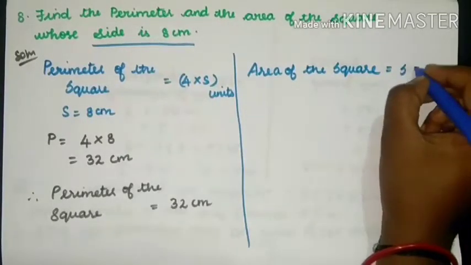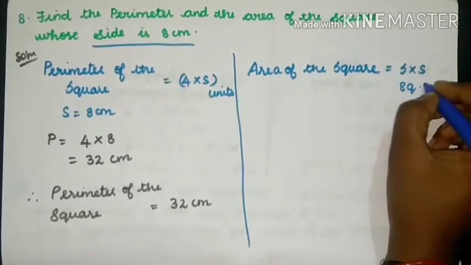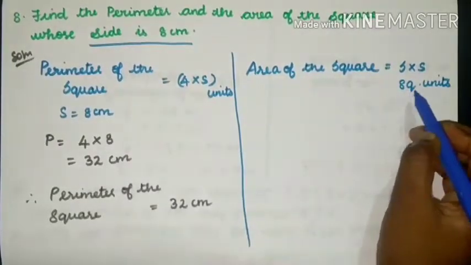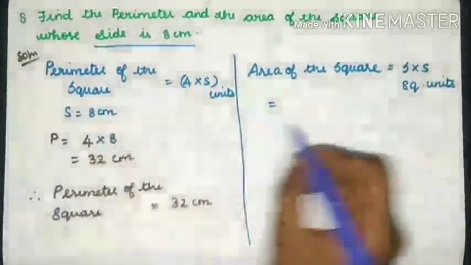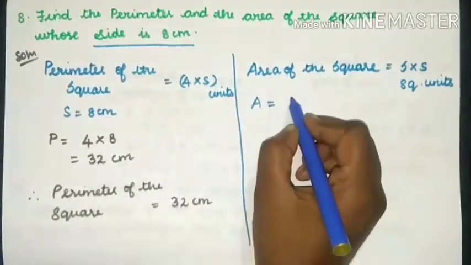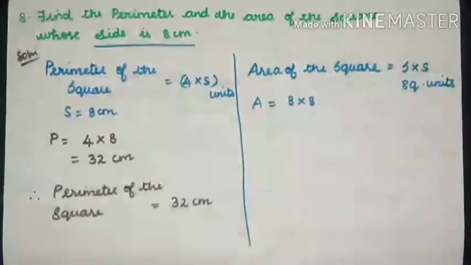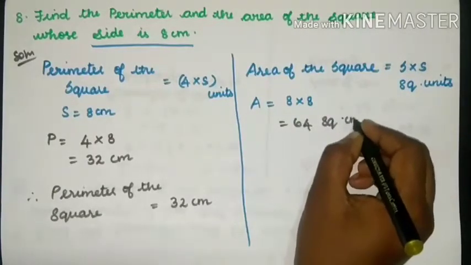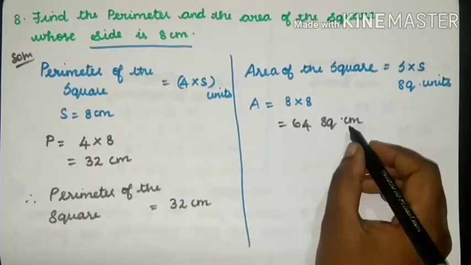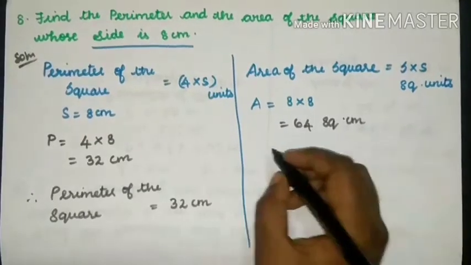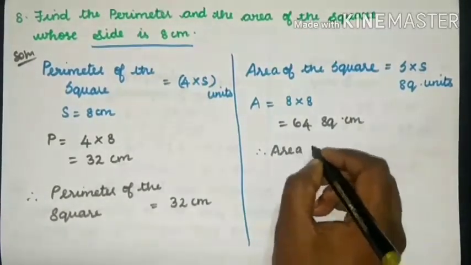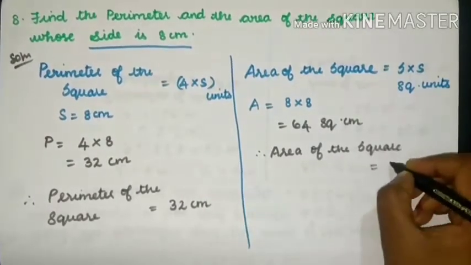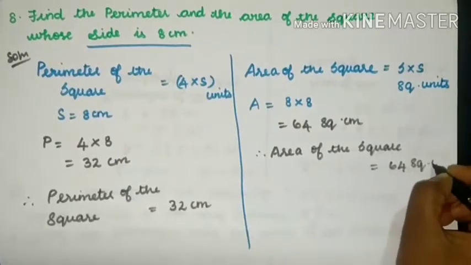Area of the square is equal to side into side, square units. To find the area, we have to use square units. See here, the given side is 8 centimeter. Therefore, A equals 8 into 8. 8 8s are 64 square centimeter. Here the given unit is centimeter, so you have to use square centimeter. Therefore, area of the square is equal to 64 square centimeter.